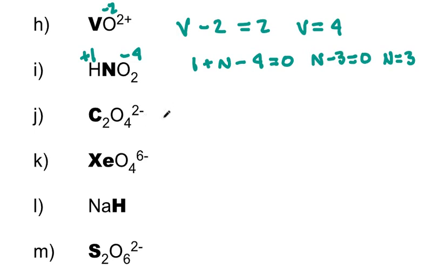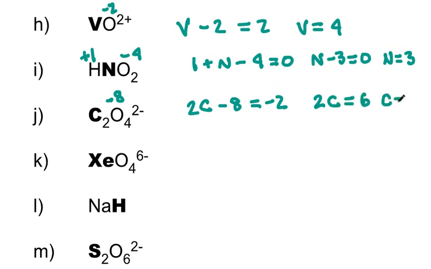Oxalate ion. Here we have 4 oxygens, -2 each, so the total must be -8. 2 carbons -8 gives a total of, not 0, -2. Add 8 to each side. 2C equals 6. Divide by 2. Each carbon's oxidation number must be 3.